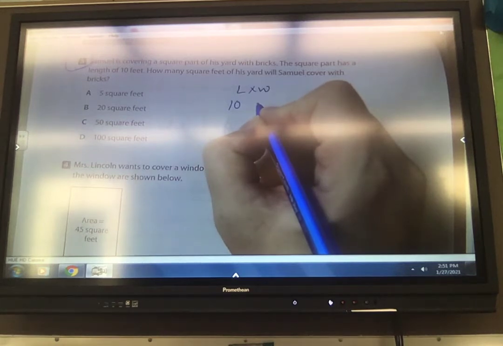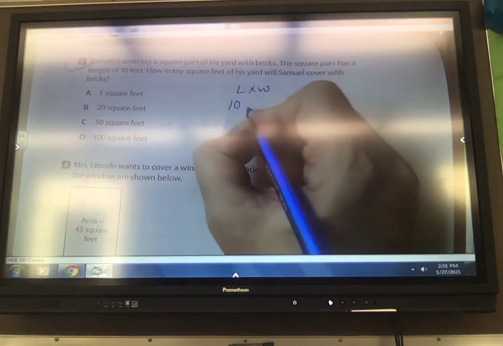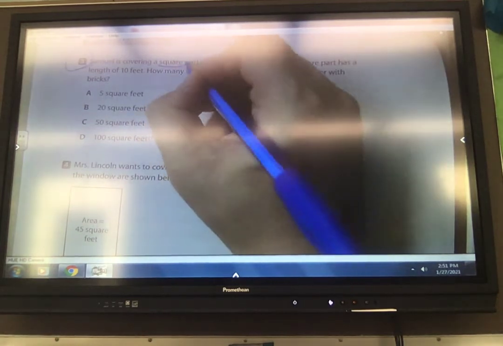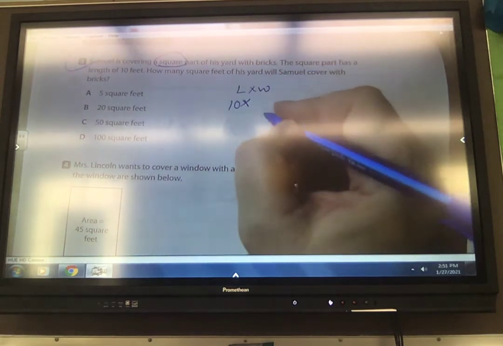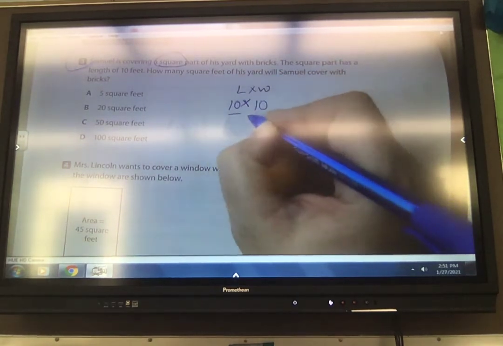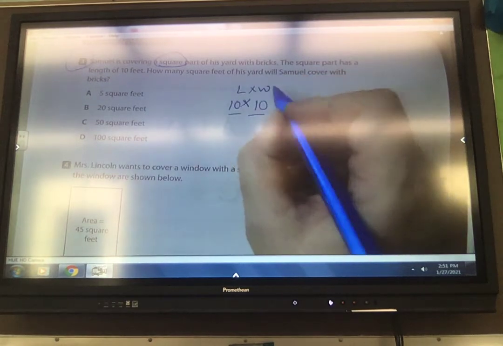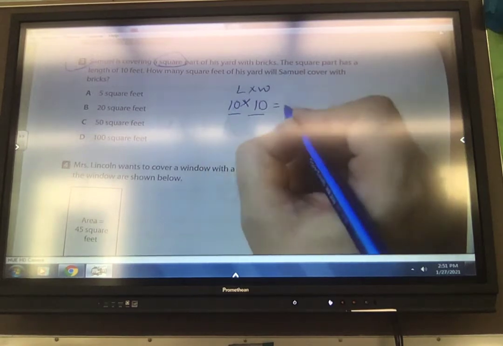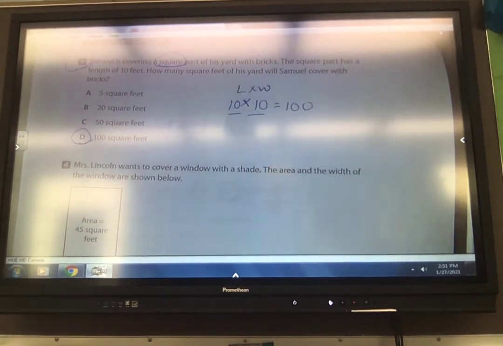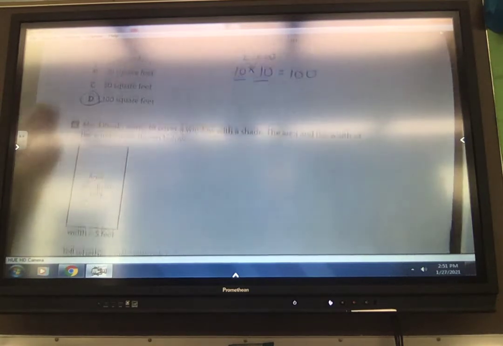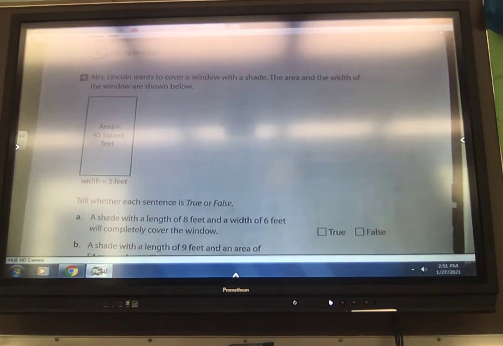Length of 10. How many square feet of his yard will Samuel cover with bricks? It's a square. So if my length is 10, what's my width? 10 as well. Squares have to have the same length sides, and we want to know how many square feet for his entire yard. So 10 times 10 is 100. He's going to need 100 square feet of bricks to cover his yard. Number 4, make sure you know squares, every side's the same.